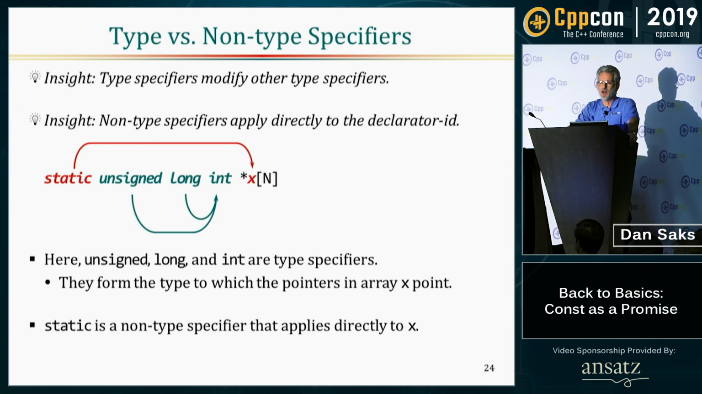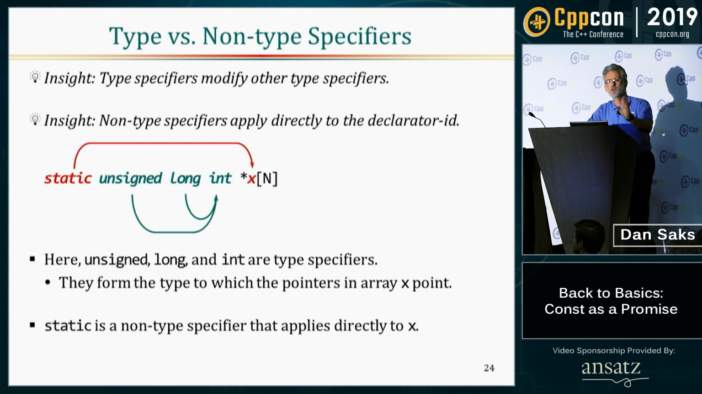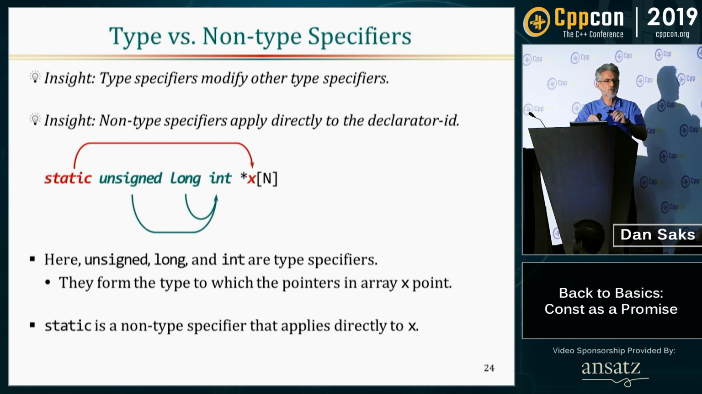Okay, so the type specifiers in the declaration specifiers modify other type specifiers, but the non-type specifiers, it turns out, go directly to the declarator ID. So again, the big thing for you to understand is what's the difference between a type specifier and a non-type specifier? Because, for example, there, the unsigned and the long are modifying int, but static is directly modifying x. The entity in that declaration that has the property of being static is x. So you read this as x is a static array of pointers to unsigned long integers.